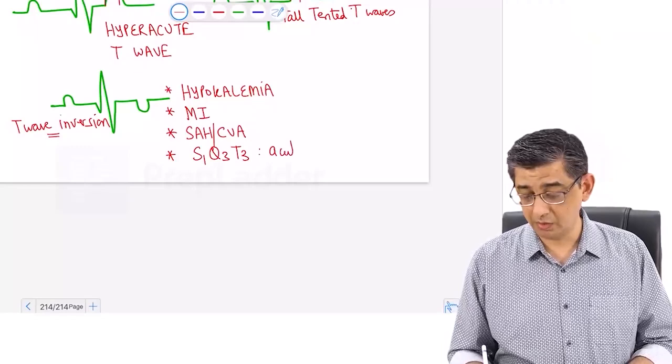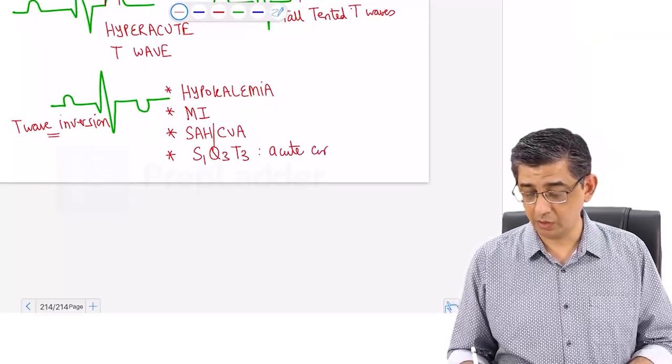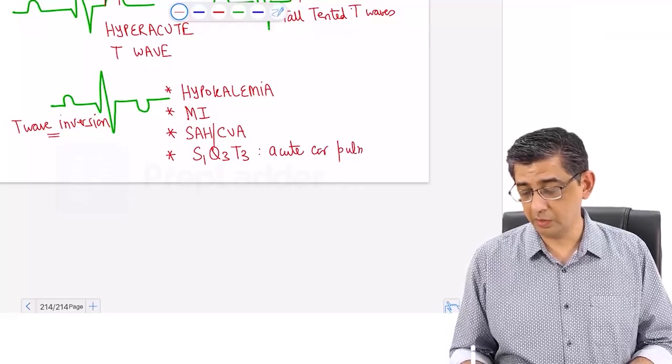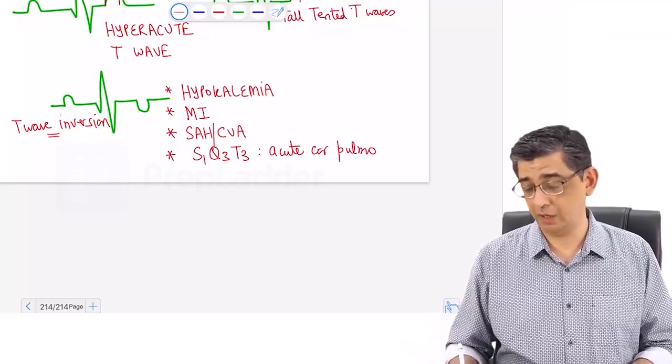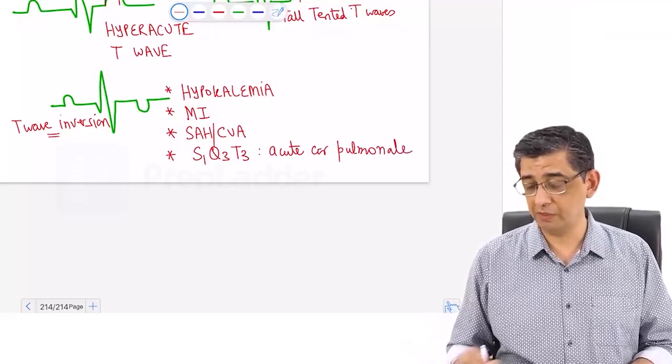And this is going to be encountered in pulmonary embolism, the big clot in the pulmonary artery. It could either be a saddle embolus or it could be blocking one of the branches of the pulmonary artery. So therefore the right ventricle will fail.